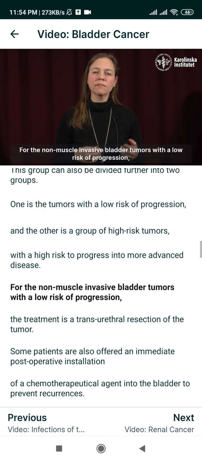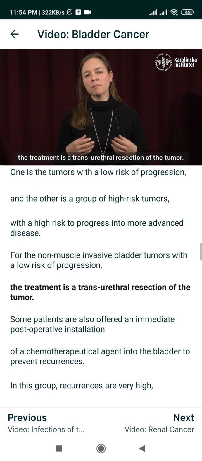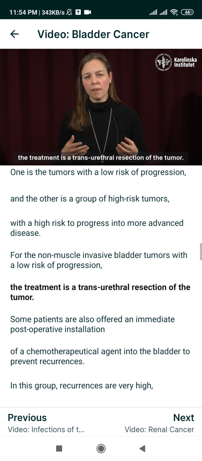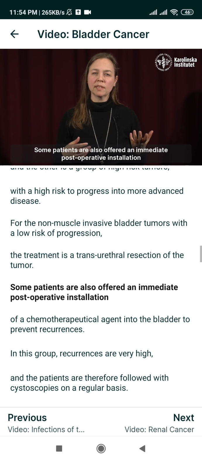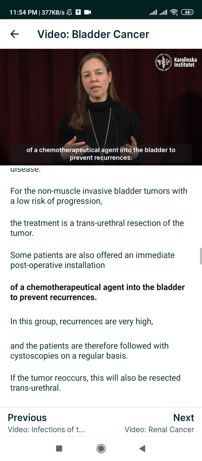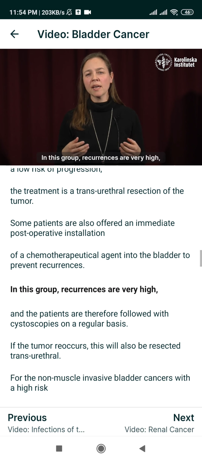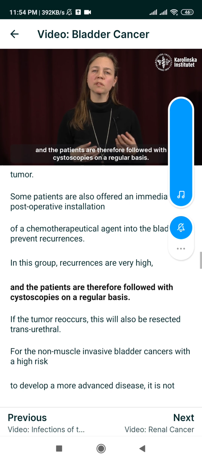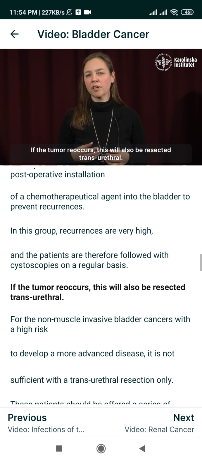For the non-muscle invasive bladder tumors with a low risk of progression, the treatment is a transurethral resection of the tumor. Some patients are also offered an immediate post-operative instillation of a chemotherapeutic agent into the bladder to prevent recurrences. In this group, recurrences are very high, and the patients are therefore followed with cystoscopies on a regular basis. If the tumor reoccurs, this will also be resected transurethrally.